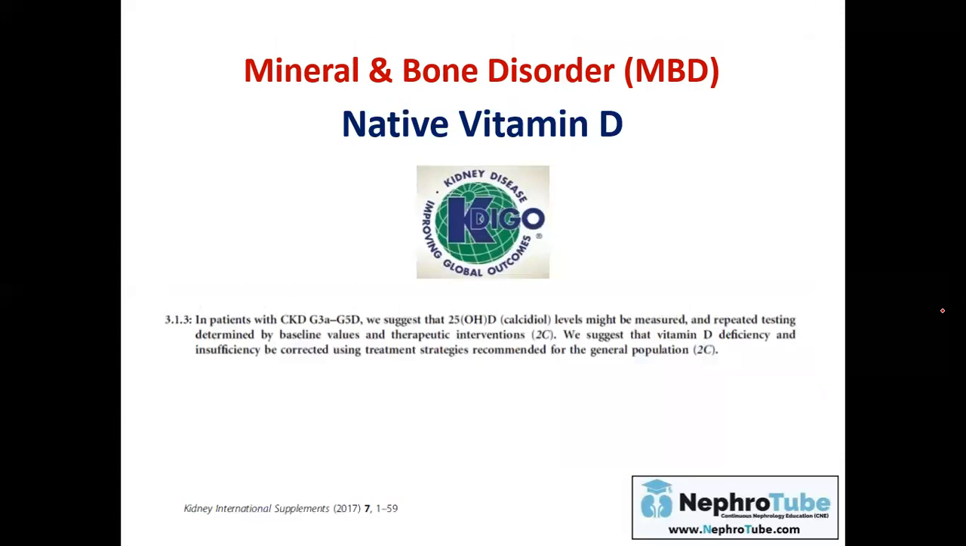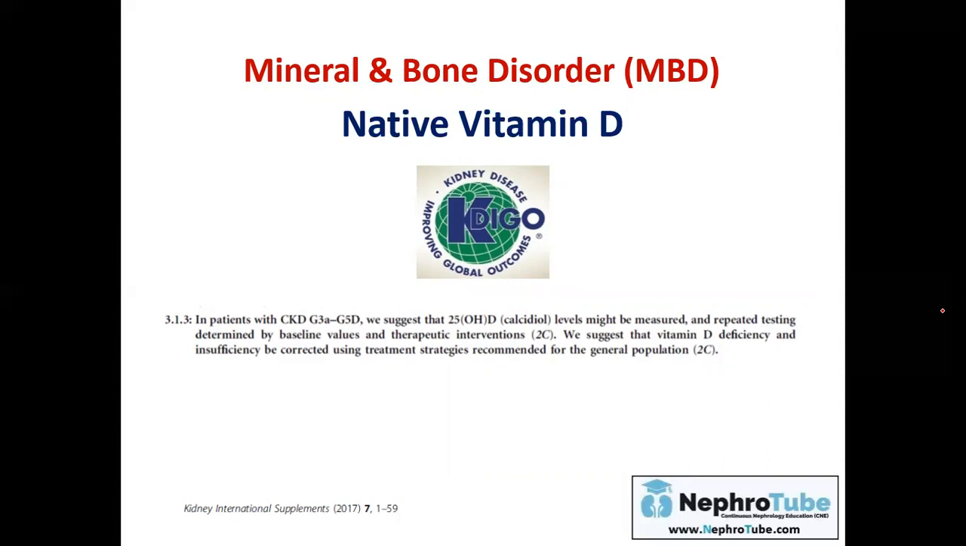What about native vitamin D? The vitamin D analogs that we mentioned are active forms of vitamin D. What about native vitamin D, which is the inactive form of vitamin D? Are our patients in need to be supplied with native vitamin D? The answer is yes. 25 hydroxyvitamin D, calcidiol. It is important to monitor the level of calcidiol in our patients.